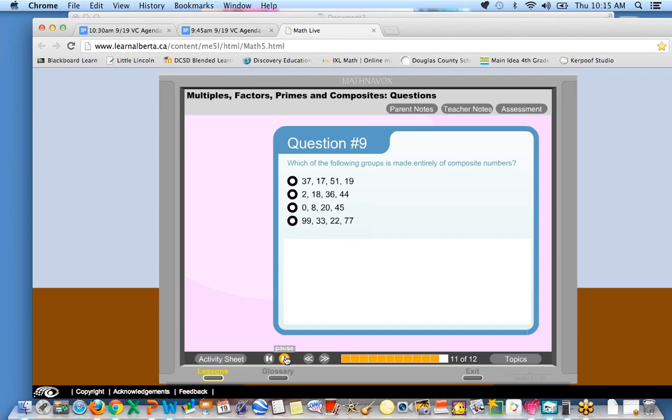Those are like exceptions. Which of the following groups is made entirely of composite numbers? Click on the circle next to your choice of answer. Okay, remember composite numbers have several factors. Good job, Deanjane. I think Deanjane has given us a very emphatic D. Good job. So all of those numbers have more than one factor, or more than one and itself as a factor.